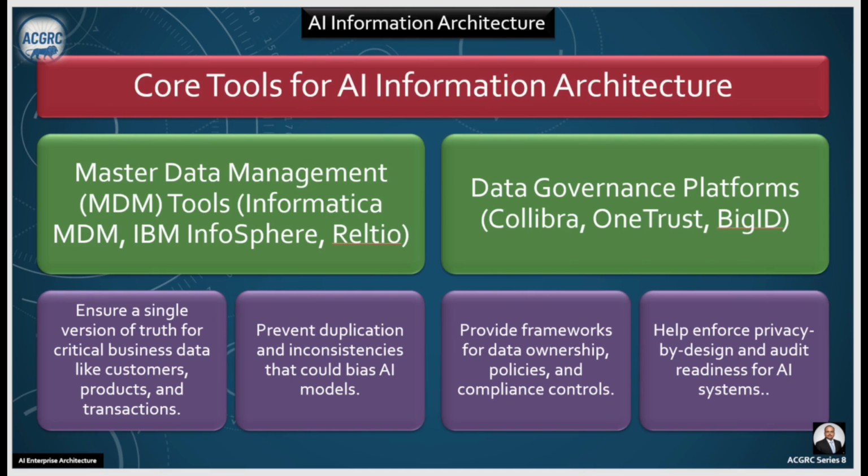Now, to provide frameworks for data ownership, policies, and compliance control, which help enforce privacy by design and audit readiness for AI systems, we have tools like Collibra, OneTrust, or BigID. This comes under the data governance platform space.